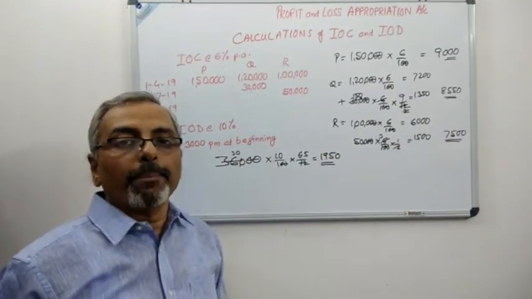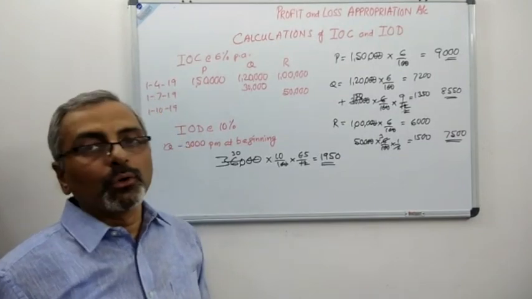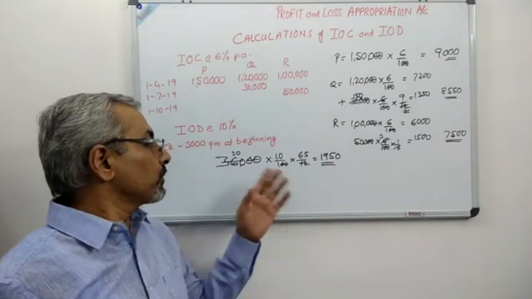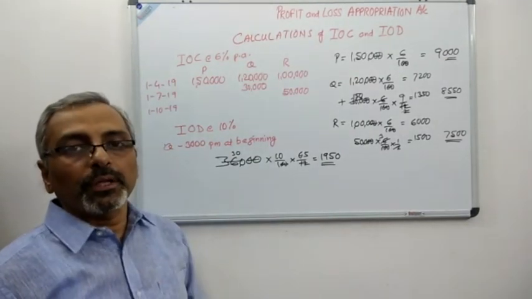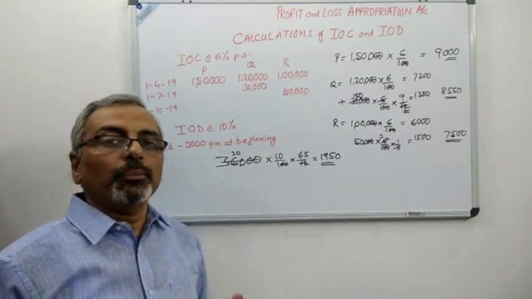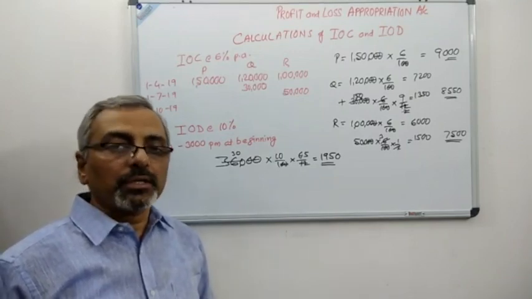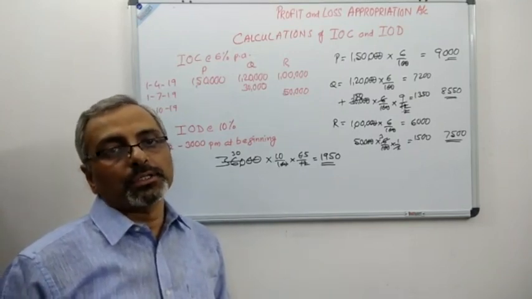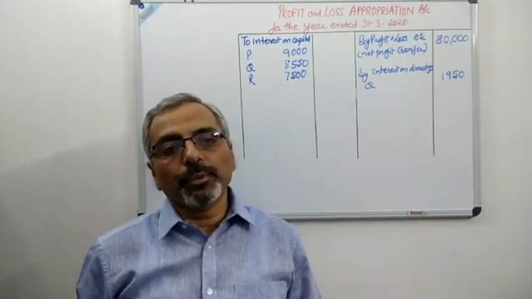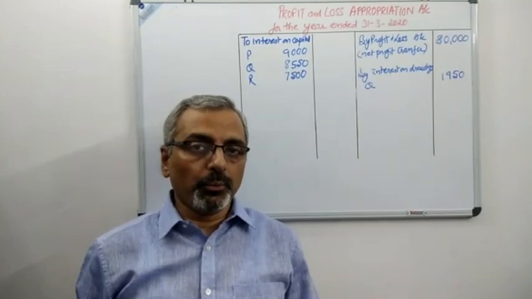As you know that the interest on capital will go to the debit side of the profit and loss appropriation account, and the interest on drawing will go to the credit side of the appropriation account. Once we have done the calculation, we will now prepare the profit and loss appropriation account. Let's see how it is done. After doing the calculations, we will start with the preparation of the profit and loss appropriation account.